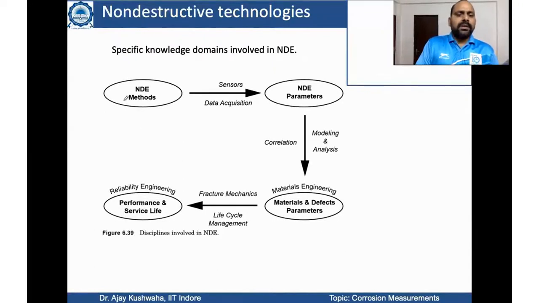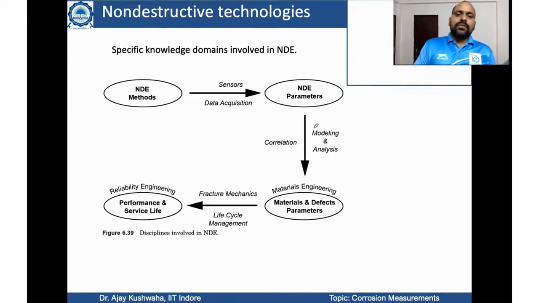So the NDE method, like I discussed before, what kind of tools are there? You use any of the tools and just get the data. We may have sensors or other things to collect the data, then data acquisition. So use this method, apply some sensors and a data acquisition unit, get that data, and based on that data, decide the non-destructive equipment parameters. Because based on these parameters, we need to do further analysis: correlation, modeling, and further analysis of the data.